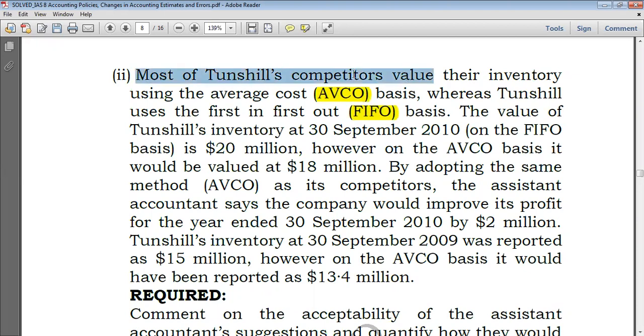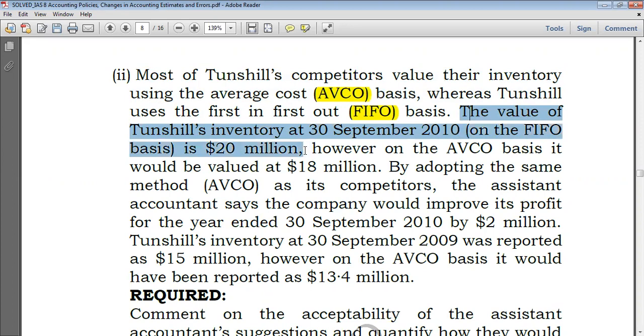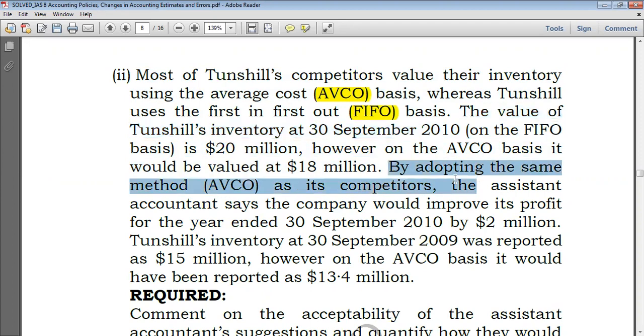Let's just read the question. We are told that most of Tanshil's competitors value inventory using the AVCO basis, whereas Tanshil uses the first in, first out basis. The value of Tanshil's inventory at 30 September 2010, which is the year end, on the FIFO basis is 20 million. However, on the AVCO basis, it would be valued at 18 million, right? But also we are told that by adopting the same method as competitors, if Tanshil copied its competitors, the assistant accountant says the company would improve its profit for the year ended 30 September 2010 by 2 million.